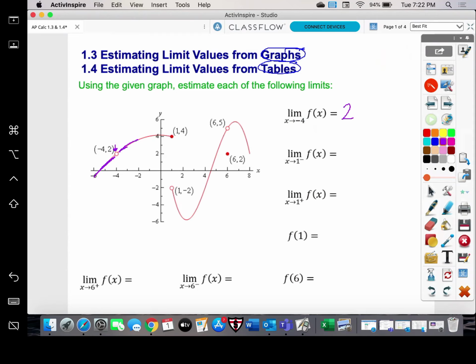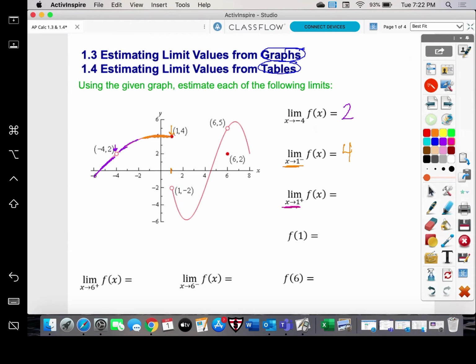Let's look at another one. The next one asks us to approach +1 from the left. So here's where +1 is, and we're only looking at the branch that comes at +1 from the left. So right here, and that branch is approaching this y value of 4. So we would say that limit is equal to 4.